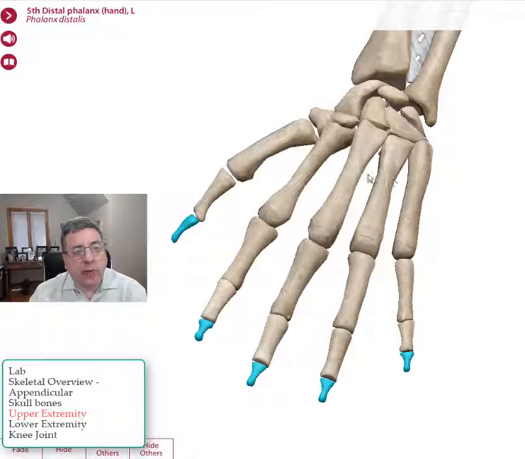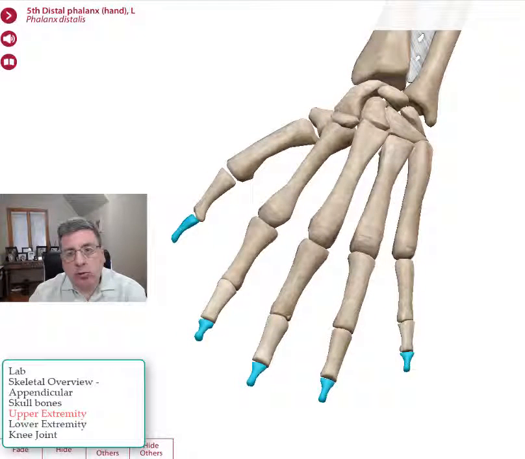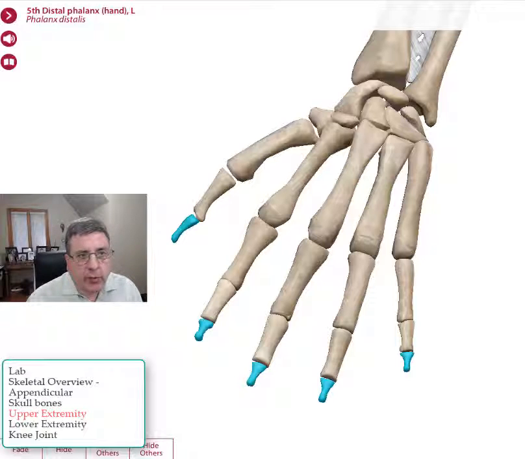So you have 5 metacarpals, 14 phalanges. So you have 5 in the proximal row, 4 in the middle row, and then 5 in your distal row. So that's the skeletal structures of the upper extremity. Again, spend time in lab. Make sure you identify this on a model because lab quizzes will not be based on pictures. Okay? Next thing, let's do the lower extremity.